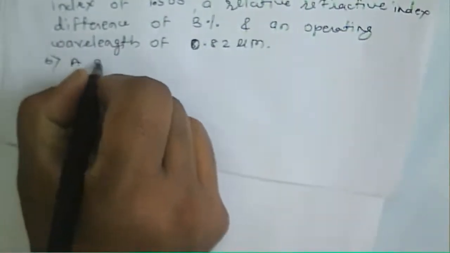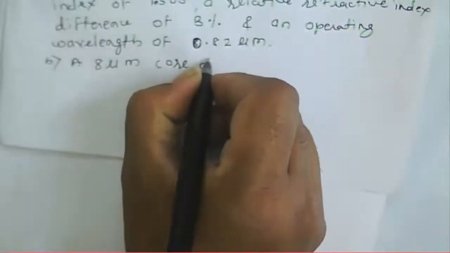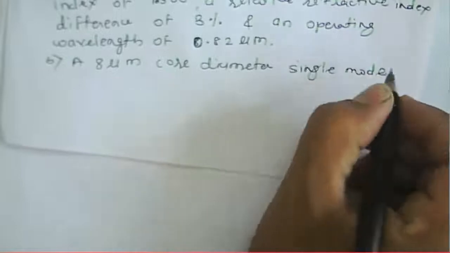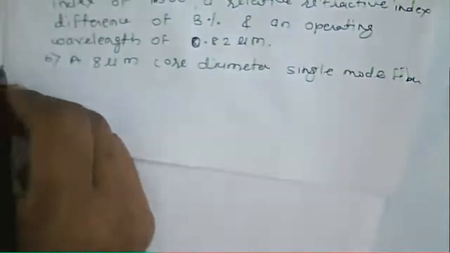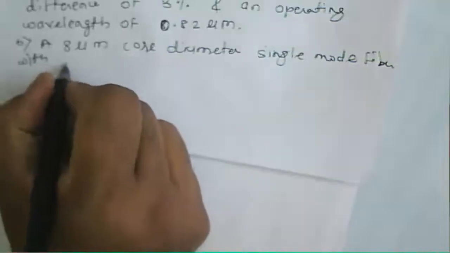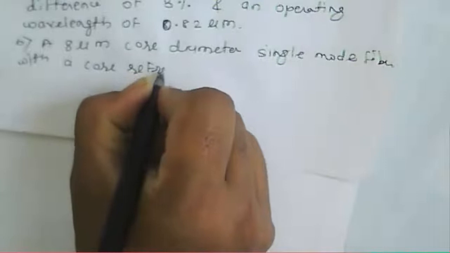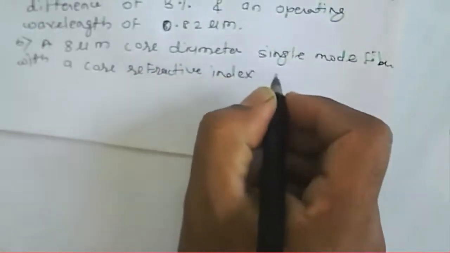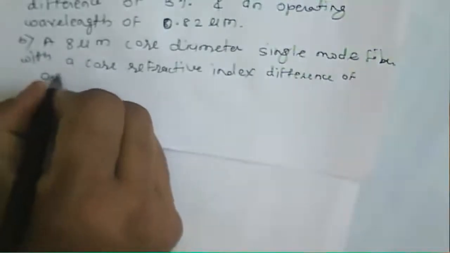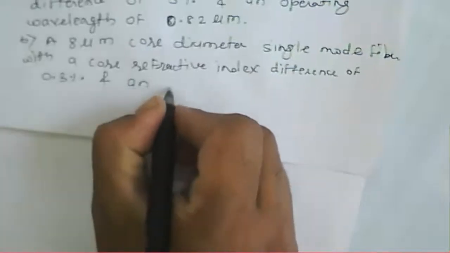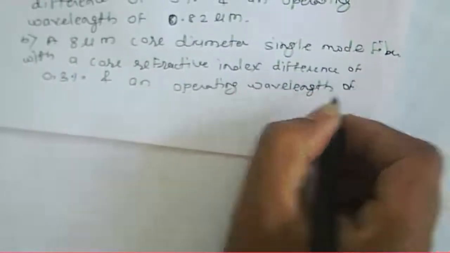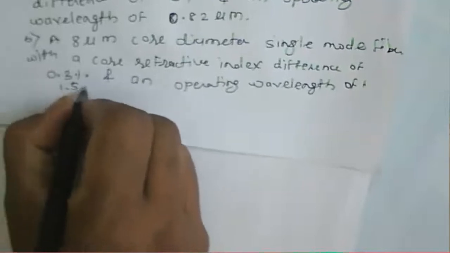Second, an 8 micrometer core diameter single mode fiber with a core refractive index difference of 0.3% and an operating wavelength of 1.5 micrometer.